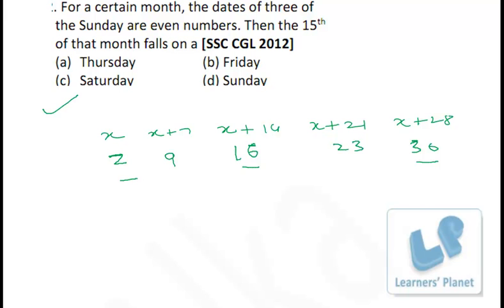Instead of 2, if you take 4, then that will exceed 30. So this is the only possibility we have, right? And if we take less than 2, then we are not getting 3 Sundays on even dates.